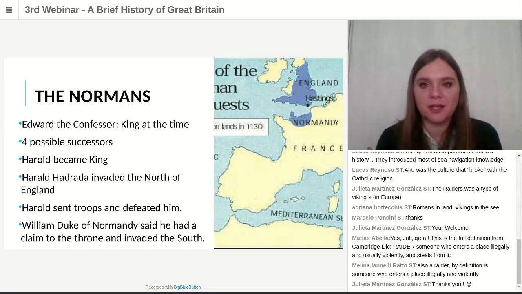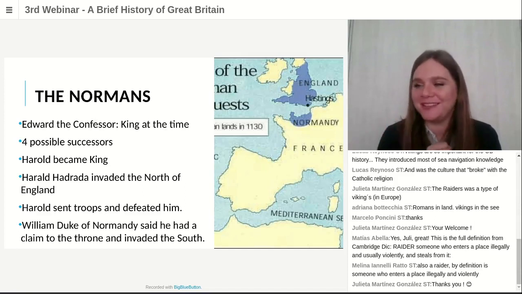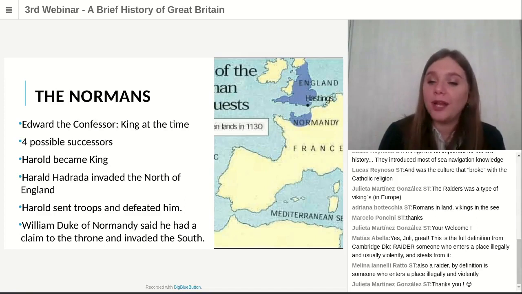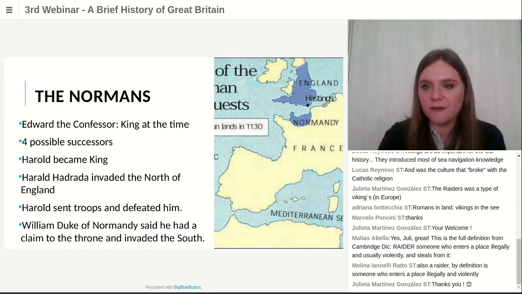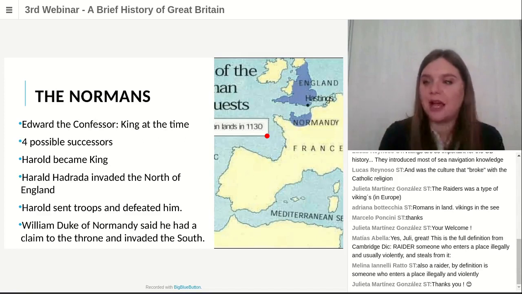More or less at the same time, another person with a possible claim to the throne of England decided it was a good moment to invade the Isles. So that was William, the Duke of Normandy. Normandy was, and you can see that in the photograph, a territory in what is nowadays France, in which he was Duke. And he had a claim to the throne, so he said, I will cross the English Channel and go into the Isles.